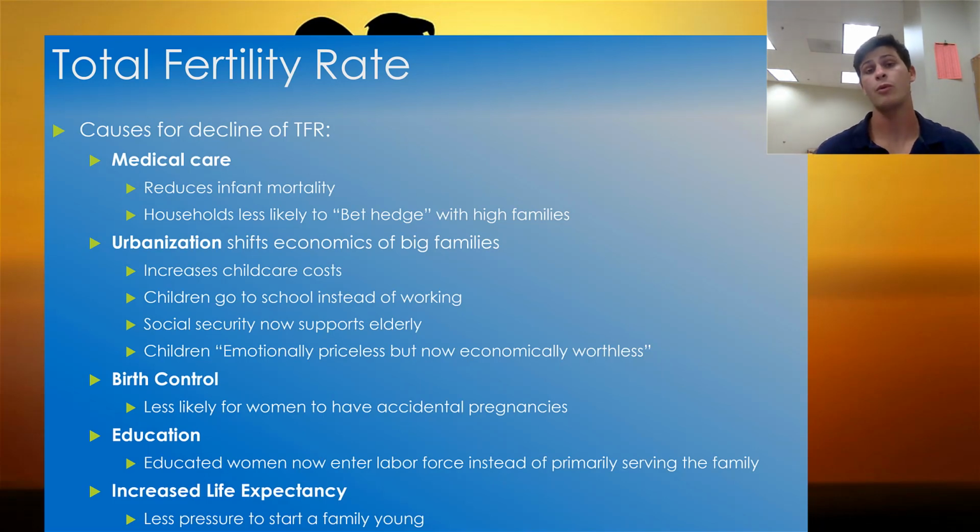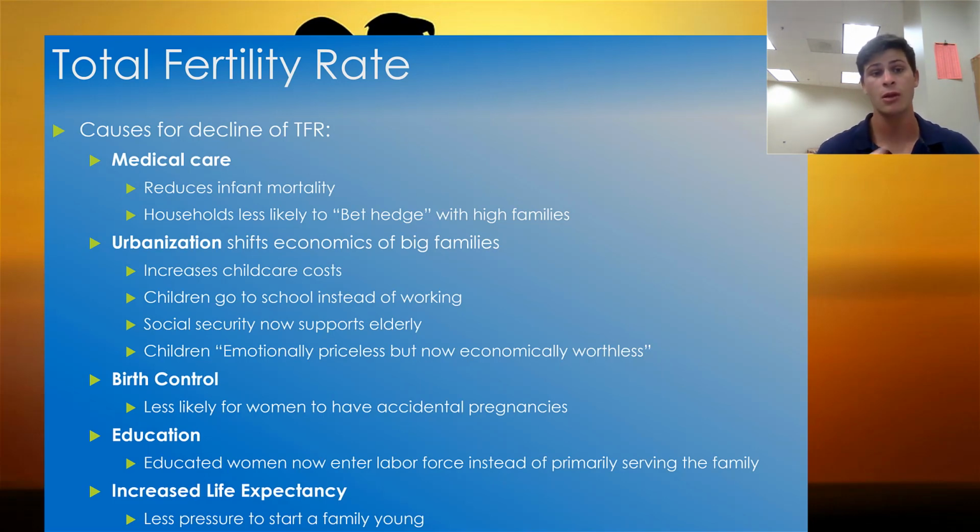Next, urbanization lowers the total fertility rate by shifting the economics of big families from being economically beneficial to an economic drain on a family or a given household. Now, having a large family, historically speaking, particularly when we had more of an agrarian society, was a good thing. If you had a large number of children, you were going to have a large number of people that could help out on the farm, or a large number of people that could go out to work early on at a young age and bring in more money for the family. So having a large family was originally beneficial.